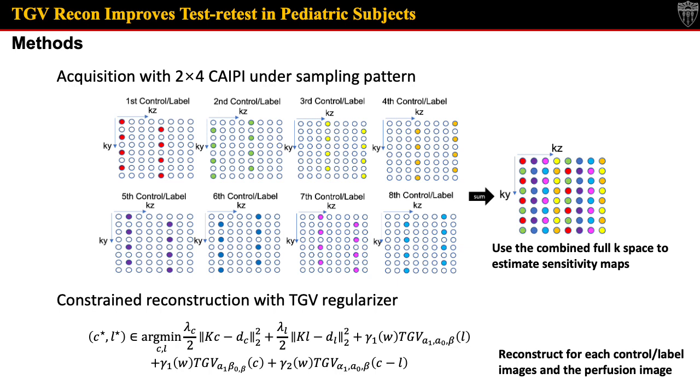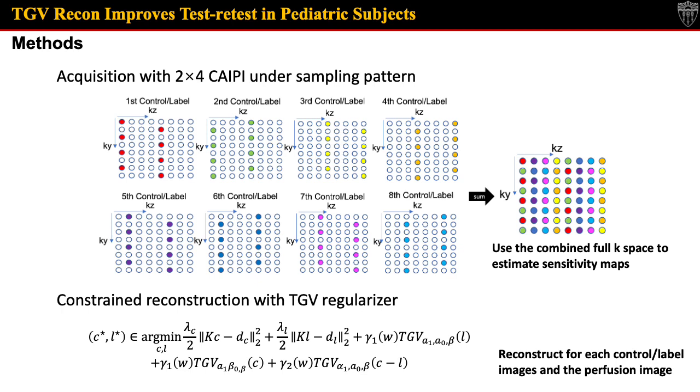In our study, we used the 3D GRASE readout with a Poisson-disc-like undersampling pattern. For each PLD we have 8 measurements. The acceleration factor is 2 in the KY direction and 4 in the KZ direction. As you can see, there is a shift of the pattern for each measurement, so that we can get a complete K-space if we combine all 8 segments together. And this combined K-space can be used to estimate sensitivity maps for reconstruction, so we do not need to acquire a separate fully sampled reference.